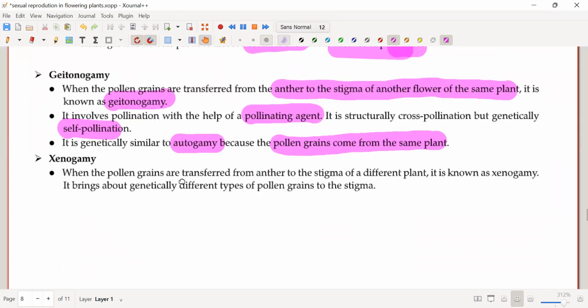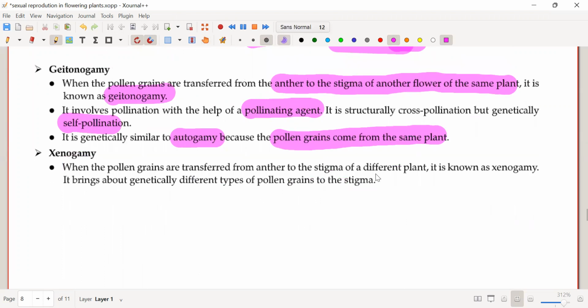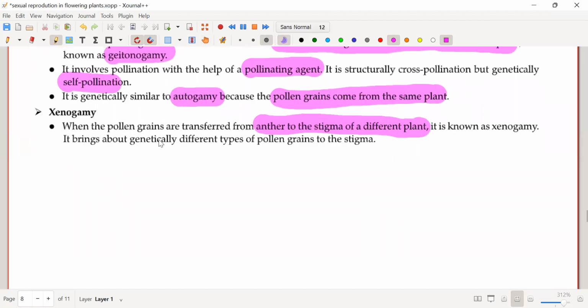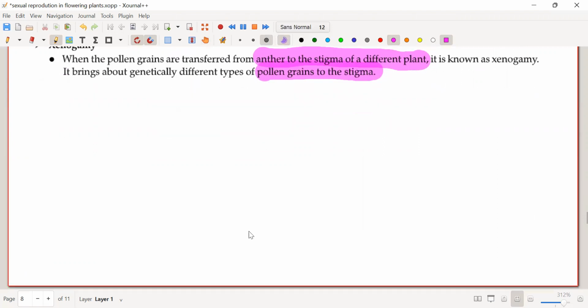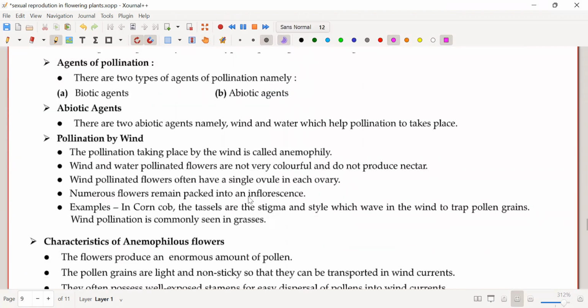Xenogamy. When the pollen grains are transferred from the anther to the stigma of a different plant, it is known as xenogamy. It brings genetically different types of pollen grains to the stigma. These are the three types.